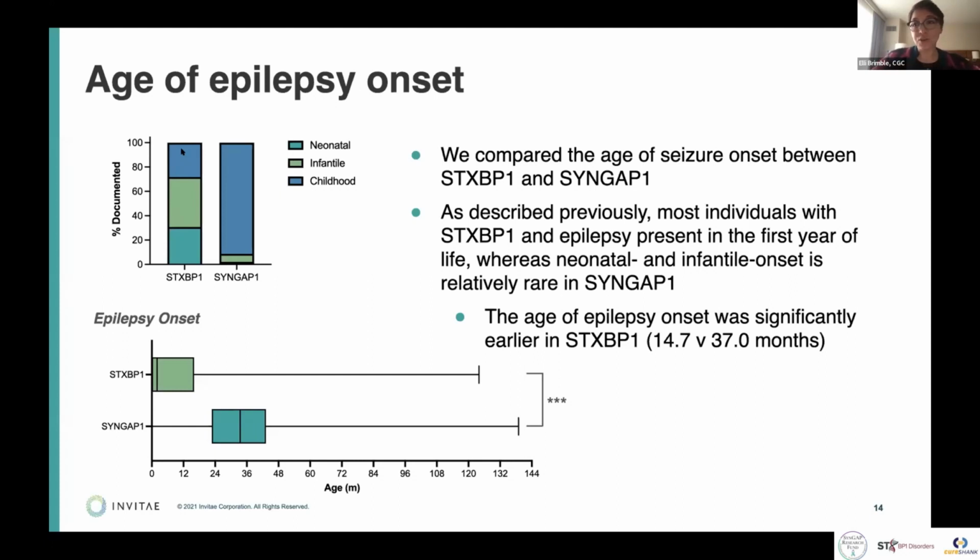And we can see that there is a striking difference between STXBP1 and SYNGAP, where the majority of individuals with STXBP1 have seizure onset within the first year of life, whereas this is really a minority of patients with SYNGAP1 and epilepsy, where we see that those individuals are presenting in childhood. And we can also see that the age of onset of epilepsy was statistically different between STXBP1 and SYNGAP, where again, we're seeing that individuals with STXBP1 have seizure onset much earlier in life.